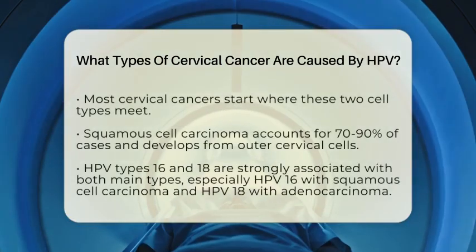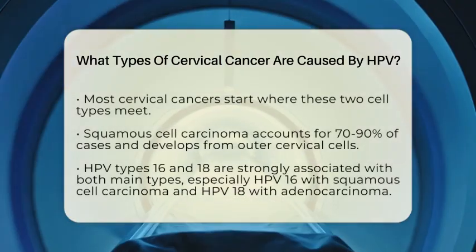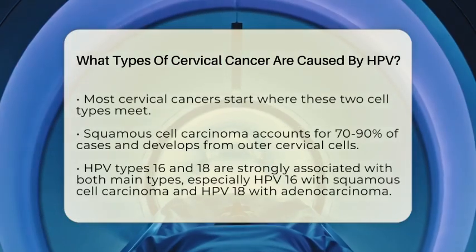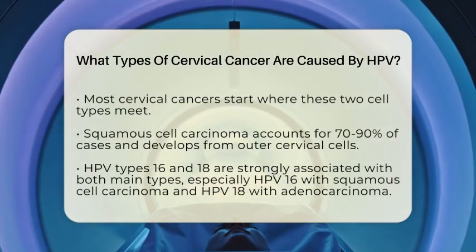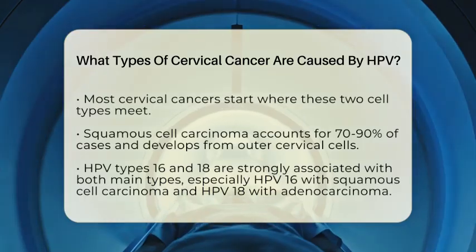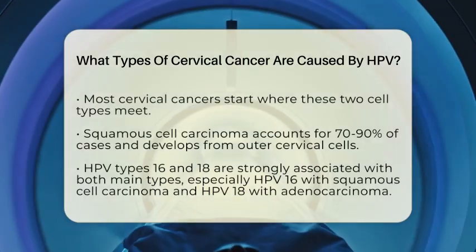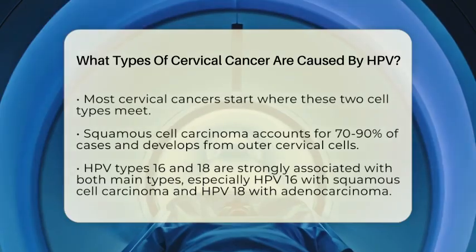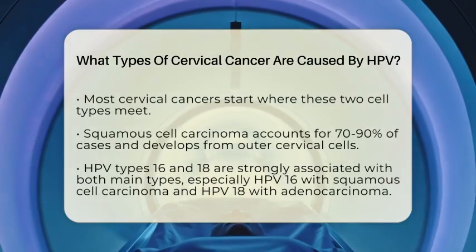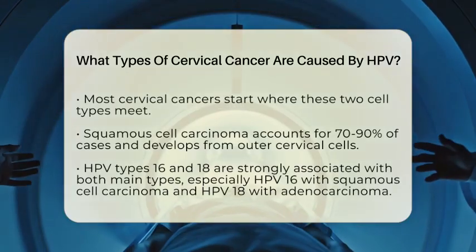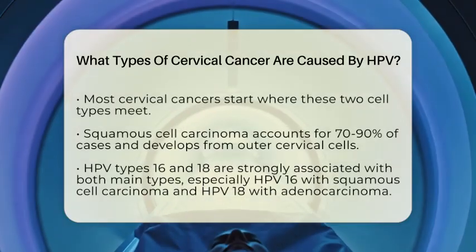Squamous cell carcinoma is the most common form, making up about 70 to 90% of cervical cancers. It develops from the squamous cells on the outer part of the cervix. High-risk HPV types, especially HPV-16, are strongly associated with this type. It often takes many years for these abnormal cells to turn into invasive cancer, which is why regular screening is so important.